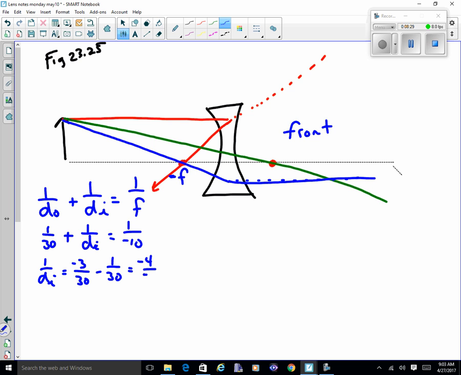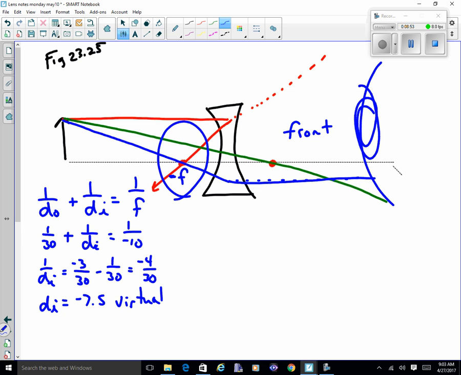So we did all the math like that, and then we flip-flop it around. So now my image distance is a negative 7.5, which means it's actually over here. So it's going to be on this side of the lens, and it's virtual. You cannot project that onto a screen. So you'd have to look at the thing through this side. Here's your eyeball over here, and you'd have to look through it from this side to actually see the image.